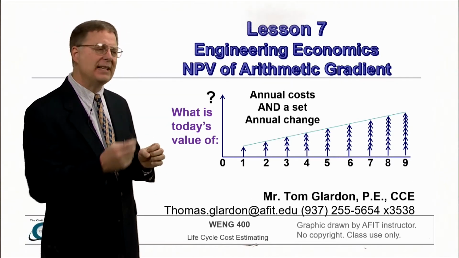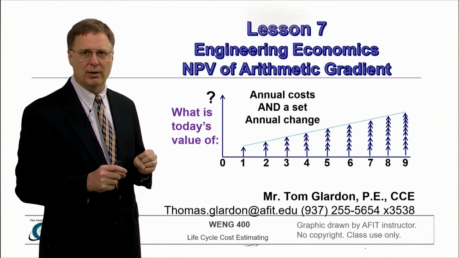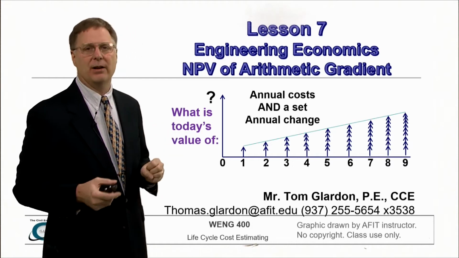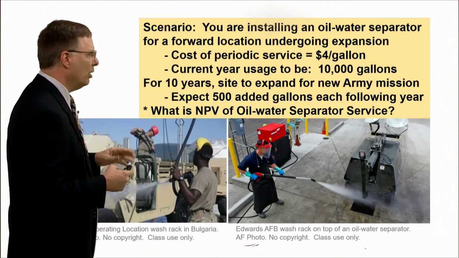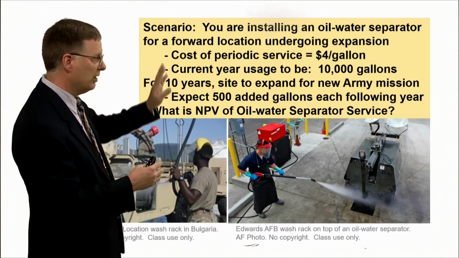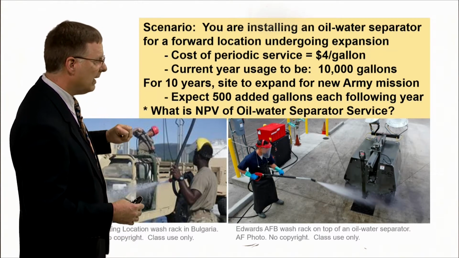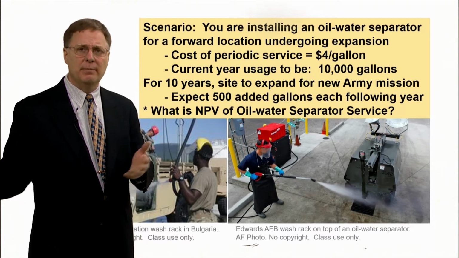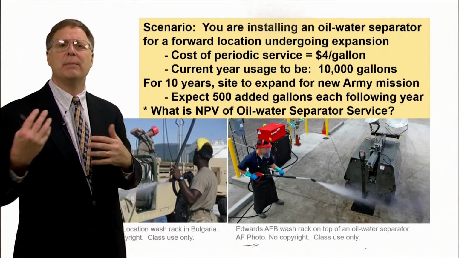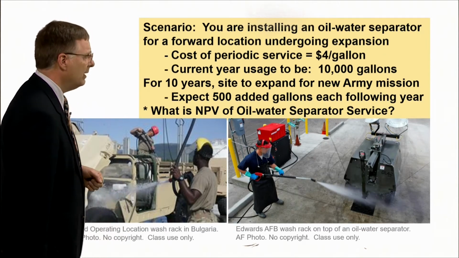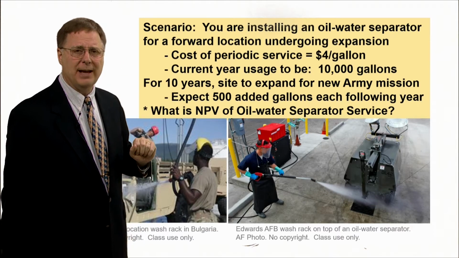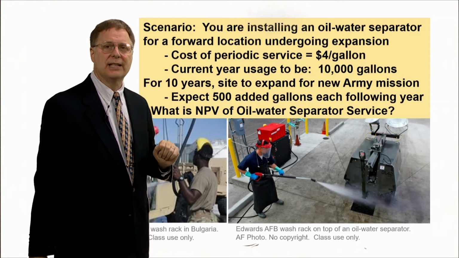Arithmetic gradients deal with a set amount of change each year. So $10 today, $10 tomorrow, $10 next week, a set amount of change. For example, you're at a Ford location, or you're planning for a Ford location, and you want to install an oil water separator, and there's periodic service, and it's going to be based upon how much gallonage you have to pump out of this thing. Every once in a while, an oil water separator has to be pumped out to get all the sludge and everything out of there. And so you know there's going to be $4 a gallon that you're going to have to pump out. Last year's use was 10,000 gallons.